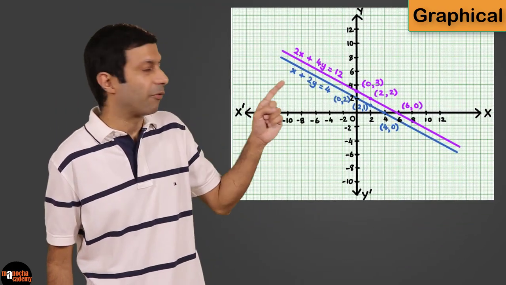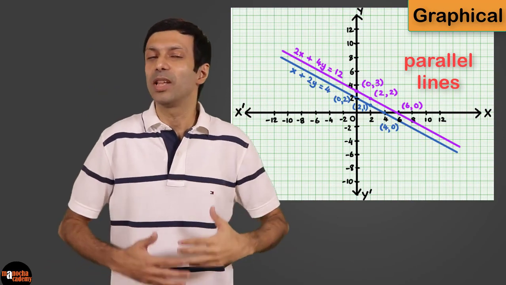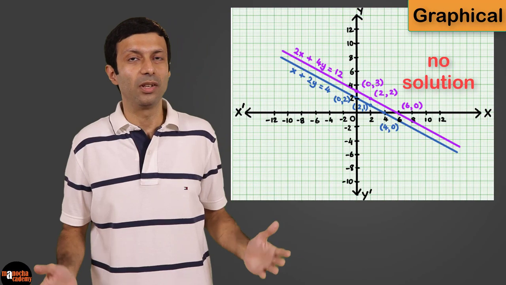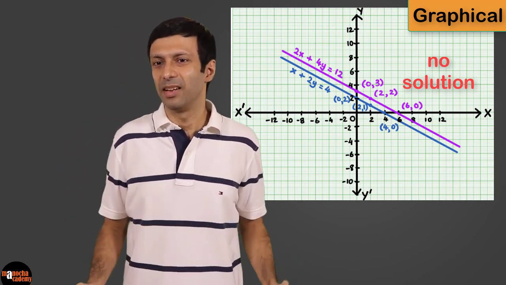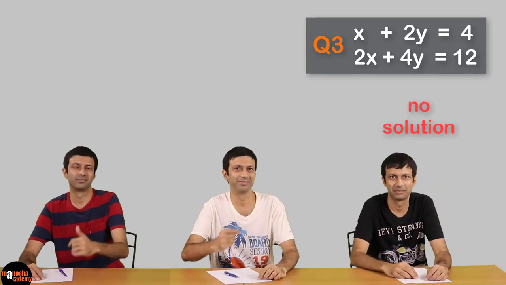So when we looked at it graphically, can you see that the two lines are parallel? And we know that parallel lines never intersect. So we'll never get a solution for this question. So this was our case 3. And the student on the right who got no solutions got this question.